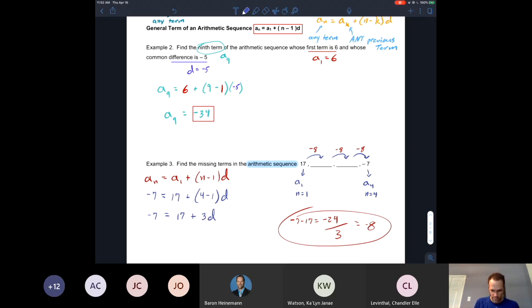Well, guess what? This linear equation requires you to do the same math that you do right here. You would subtract 17, and you'd get -24. Then you'd divide by 3, and you would get -8. So the formula here is really just laying out in a nice, neat mathematical formula the same exact thing you would have done if you did it mentally in your head.